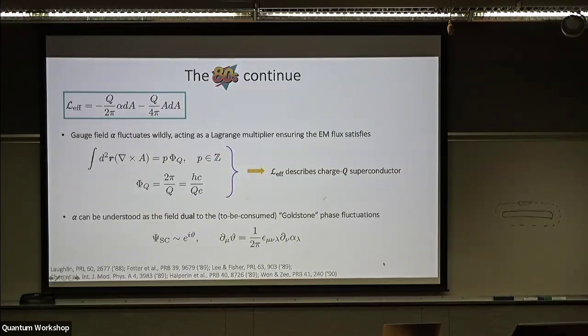Still, might alpha is a Lagrange multiplier, but does it have a physical meaning? Well, yes, it can be understood as the Goldstone mode that you get from the phase fluctuations. So if this is your order parameter, you have some phase fluctuations, and alpha is sort of dual to those phase fluctuations. So this would be the Goldstone mode. Of course, it's a superconductor, so it gets eaten, but that is its physical meaning.